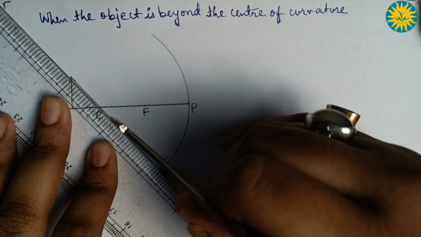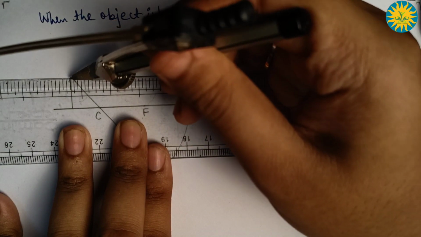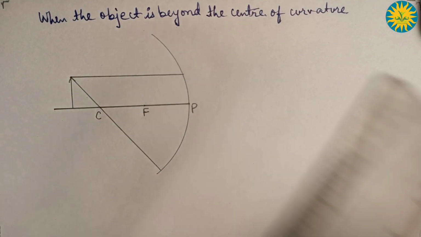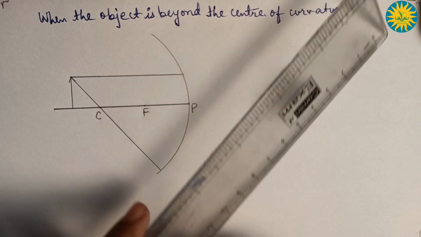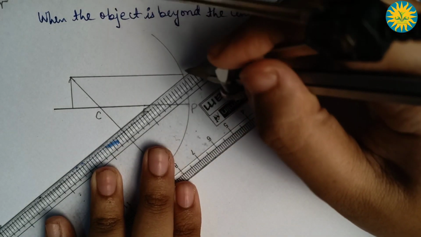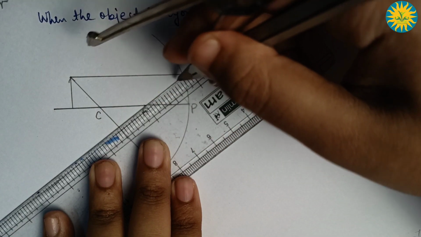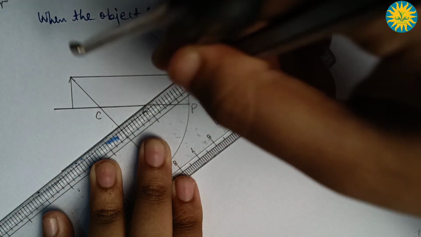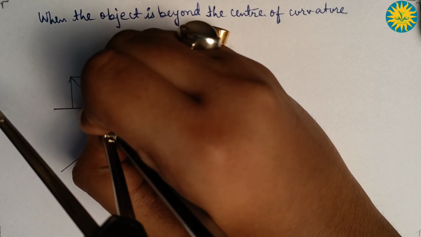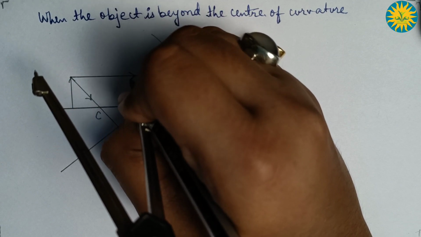Now this is our second incident ray that is passing parallel to the principal axis. According to the rule of ray diagram, if the incident ray passes parallel to the principal axis, the reflected ray will pass through the focus. Now see, we are drawing the reflected ray which is passing through the focus. The second reflected ray is passing through the focus. Now the main part, that is the arrow. In case the incident ray is passing through the center of curvature, the reflected ray is retracing its path, that is, it is returning through the same path.